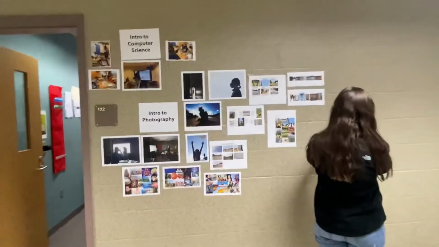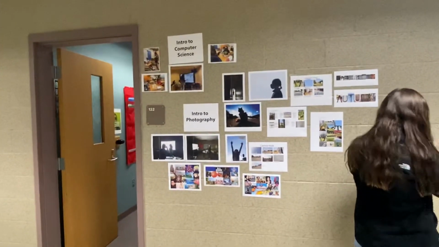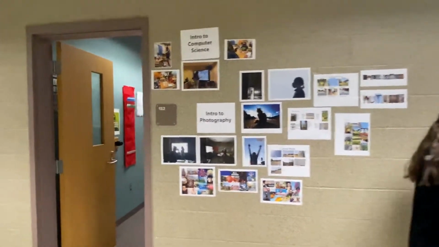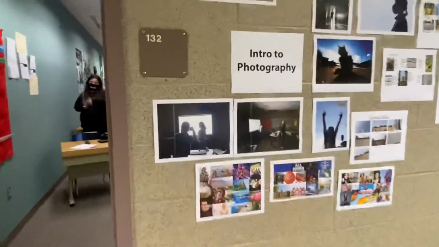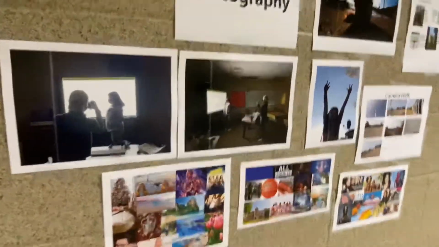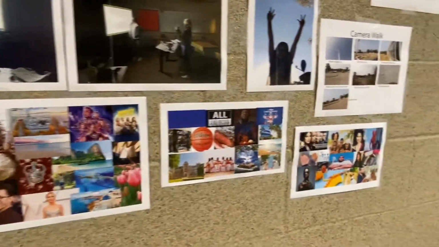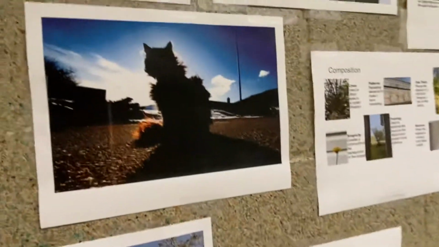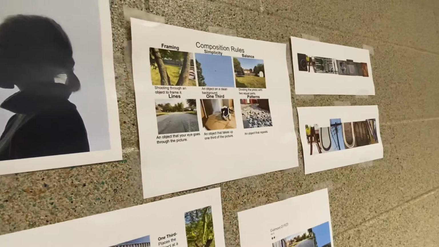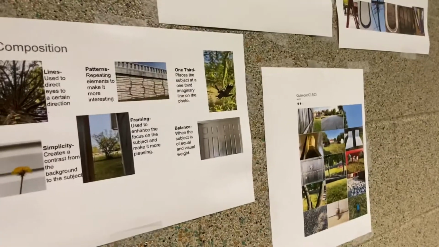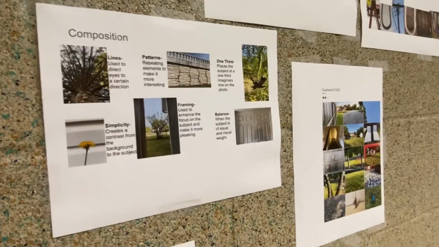So my room, 132 at McKenzie. On the outside of my door, I have pictures. We've done silhouettes. We've learned how to use a little bit of Photoshop. We are definitely learning how to change our focus on our eyes and make it more creative.